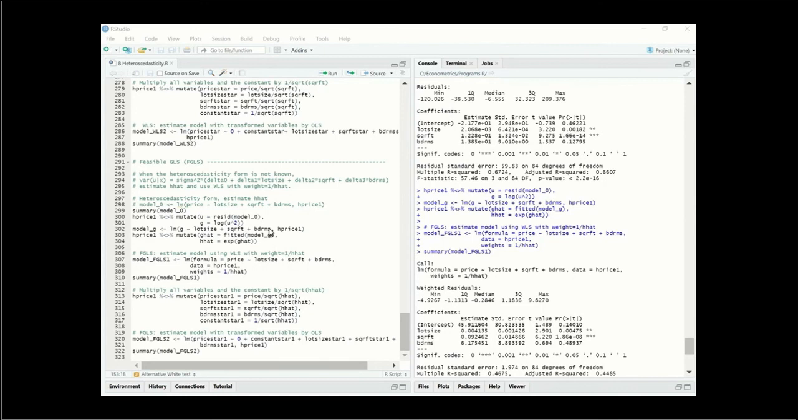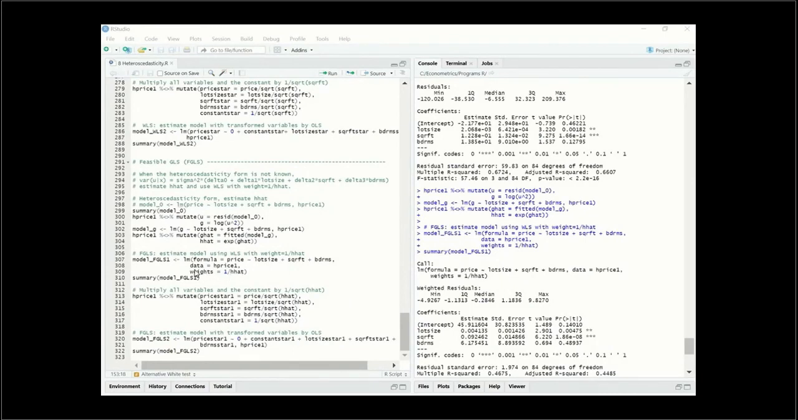And once we estimate these coefficients, we're going to pick up the fitted values from this model. We're going to call this g hat, and we're going to exponentiate this g hat to get back to h hat. So this is basically how we estimate this heteroscedasticity form when it is not known. Now that we have this h hat estimated, we're going to use it as the weights in the model that we have here. So 1 divided by h hat would be the weights.